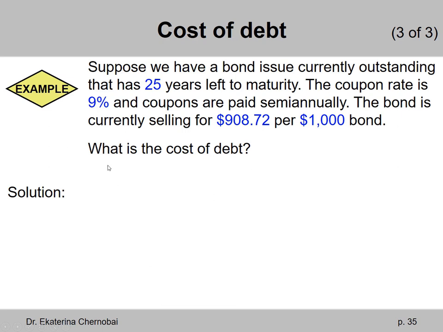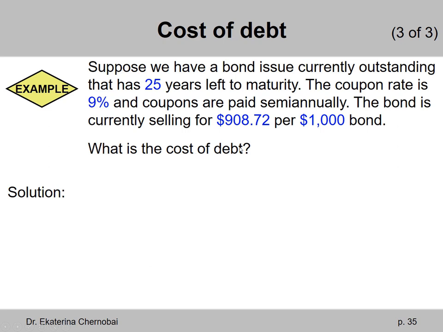So let's do a refresher problem. Suppose we have a bond issue currently outstanding that has 25 years left to maturity. The coupon rate is 9% and coupons are paid semi-annually. By the way, this is a key word you should always check for before you start solving a bond problem. Are coupons annual or semi-annual? The bond is currently selling for $908.72 per $1,000 bond. What is the cost of debt?